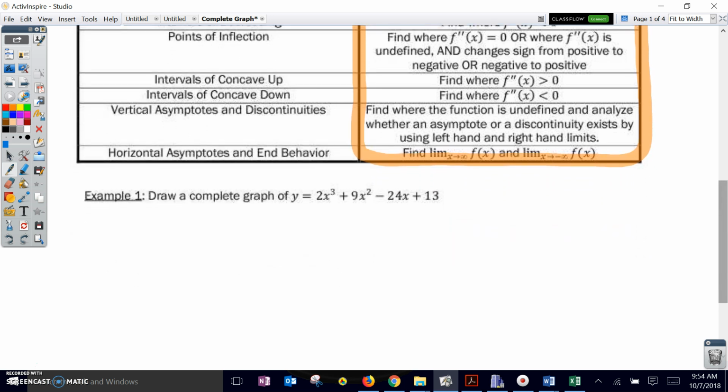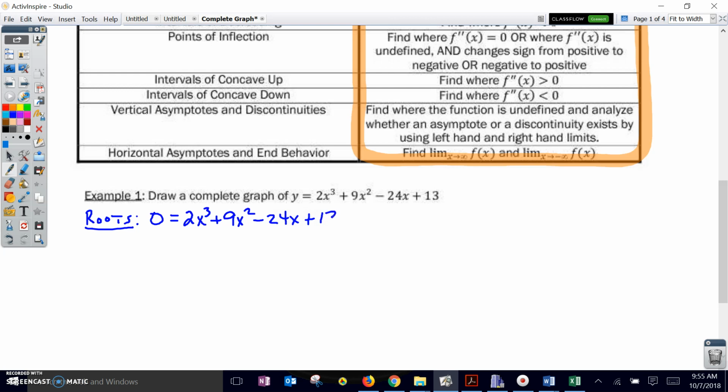We're going to draw a complete graph of this polynomial function y equals 2x to the third plus 9x squared minus 24x plus 13. So the first thing I'm going to do is find the roots of this function. And in order to find the roots, I'm going to set the original function equal to 0, and I'm going to solve for x.